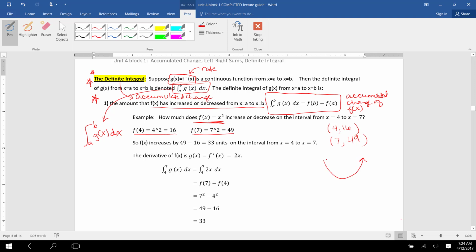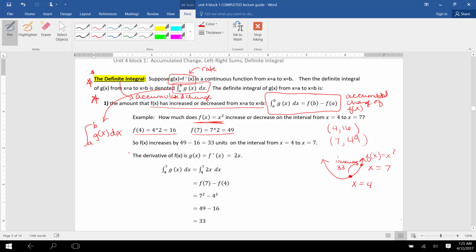So again, this is a y equals x squared function. We're saying you can go from x equals 4 to x equals 7. And when I ask how much does it increase or decrease, well, we plugged it into the function, we found the y values, and we determined that it increases 33 units, because it went from a height of 16 to a height of 49. So we were able to use the function f of x to make that determination. This definite integral gives us a different way to go about finding that same answer.